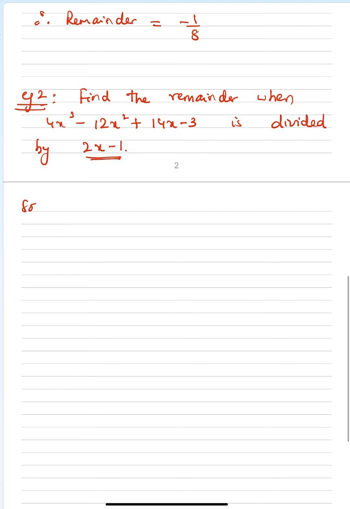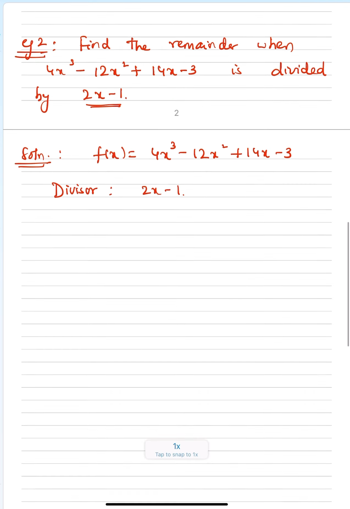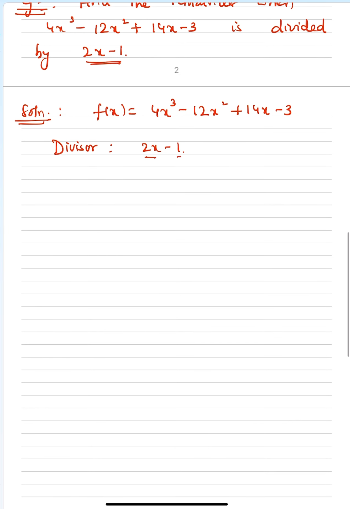First, let us start with the solution. F of x is equal to 4x cubed minus 12x square plus 14x minus 3, correct? Now see, here the divisor is 2x minus 1. We want this in the form of x minus alpha. So what will I do? I will divide each term by 2. Okay? And I'll take 2 common then. So 2, if I divide this by 2, I'll get x and this is half.